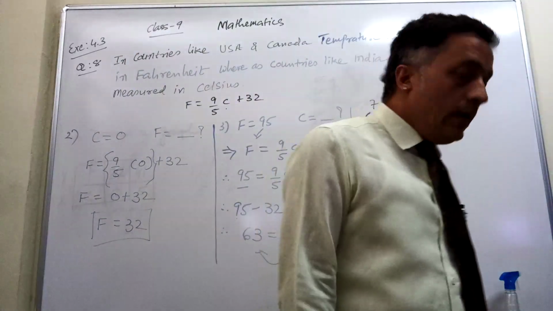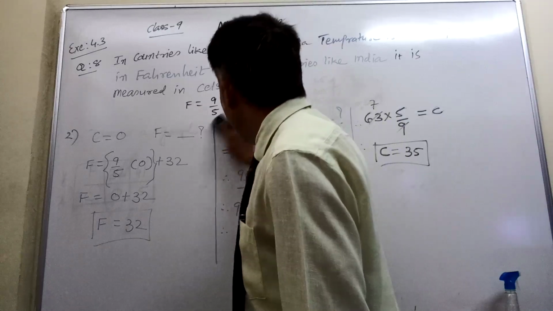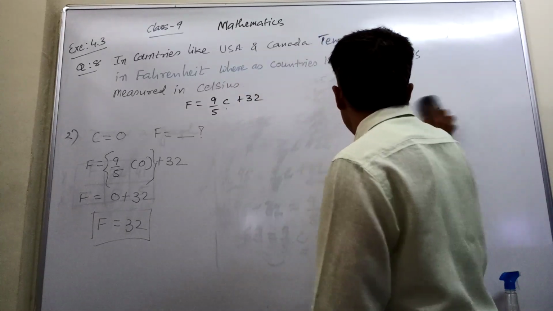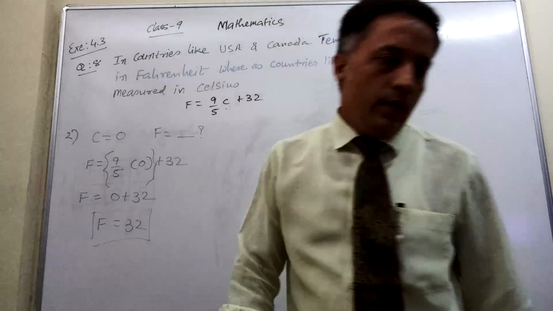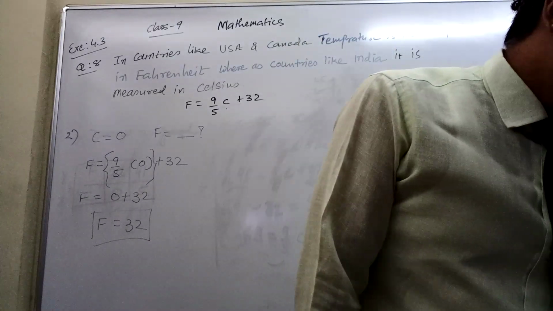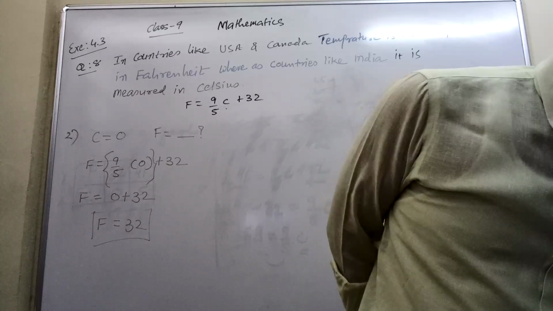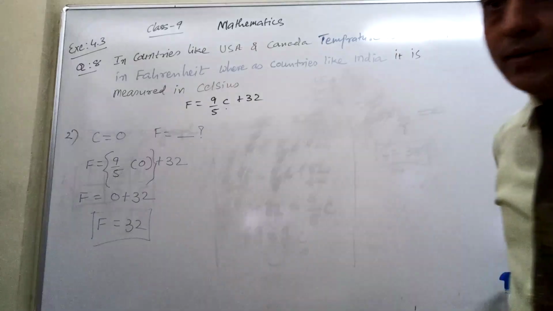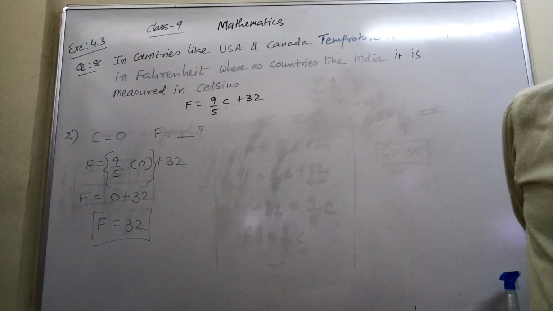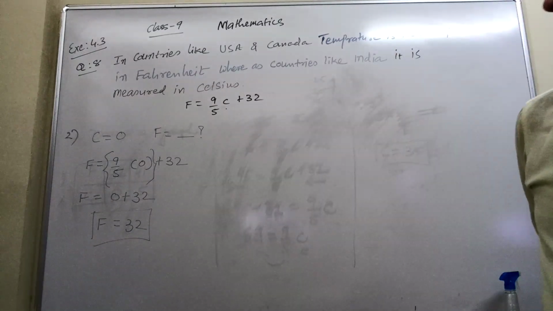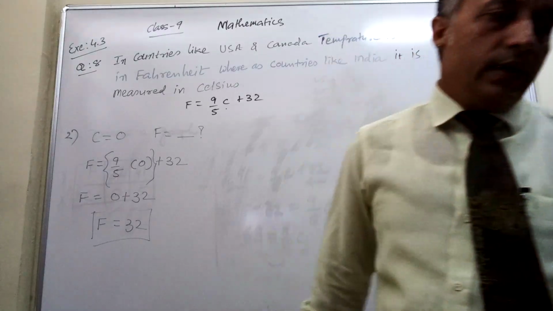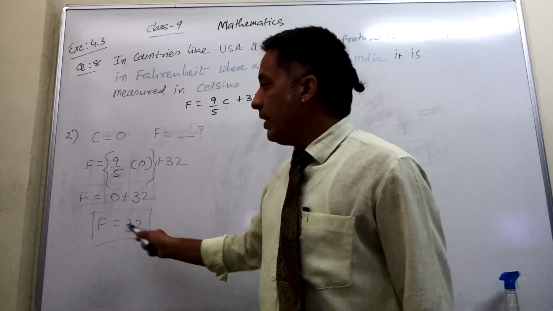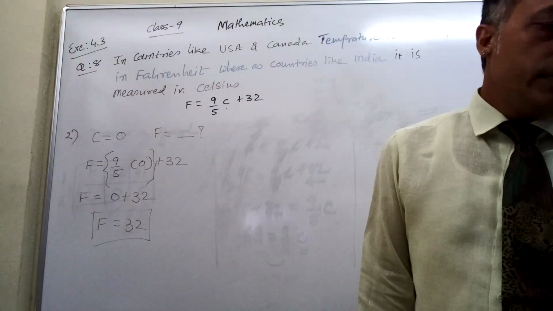Now the next question is: if C is equal to 0, then what is the value of F? Whereas when F is equal to 0, what is the value of C? When C is equal to 0, we need to find the value of F, and that we have solved over here: when C is equal to 0, we get the value of Fahrenheit, that is 32.